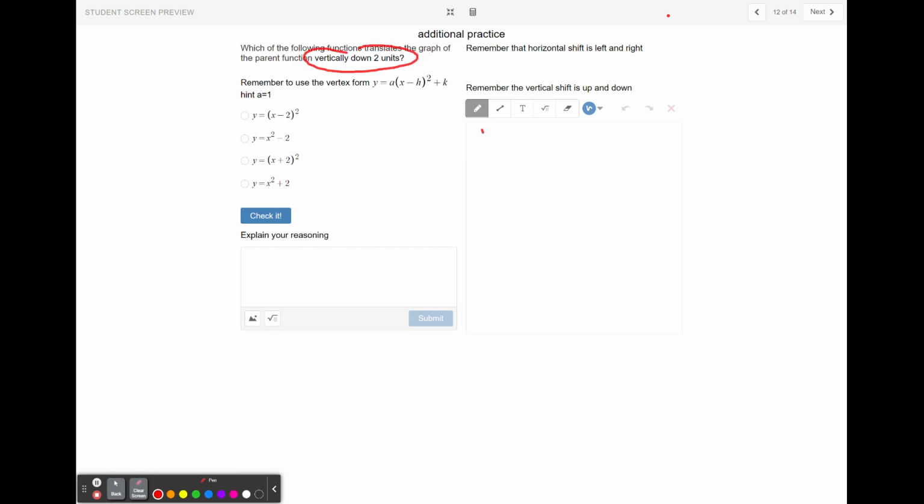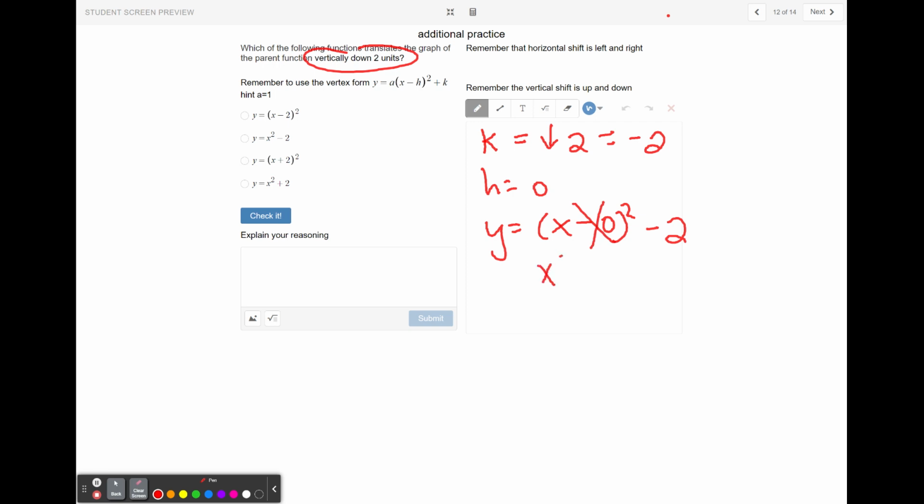All right, vertically down, same idea. K is down 2, so that means negative 2. I know my h is 0. So minus 0 goes away. So then I'm just left with x squared because I no longer need the grouping symbols. So then it's just minus 2. So my choice would be here. So when you don't have a horizontal movement, notice that there's no parentheses because we're not grouping the horizontal movement because there is none.